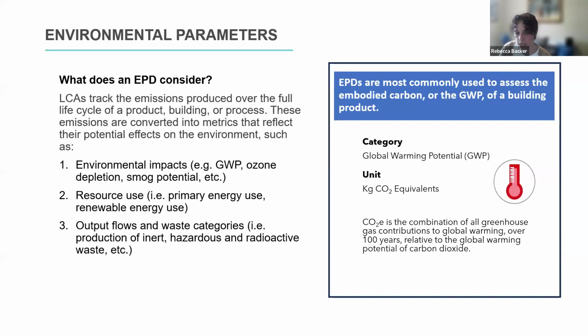So some of those, when you're looking at the embodied carbon though of a product, again, whether that's A1 through A3 or it's cradle to gate, that's generally going to be categorized as the global warming potential of the product, and it's typically reported in kilograms of carbon dioxide equivalent. Other impacts that you may see and come across though are ozone depletion potential, acidification potential, and eutrophication potential, as well as resource use and output flows and waste categories.